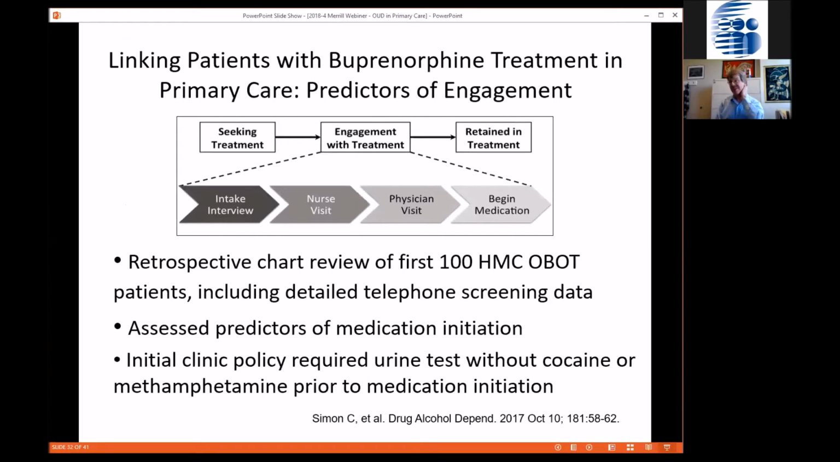So we looked at our initial intake and nurse visit, physician visit, and starting medication. Initially, those were not necessarily happening the same day, but we found that when we looked at the first 100 patients that we treated, a lot of patients didn't actually get medication. So we looked at the first 100 patients who called, and then we tried to figure out how many got medication and what predicted that.